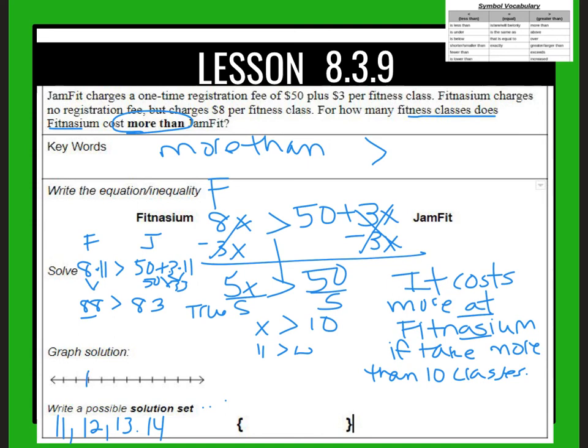So to graph your solution again, these possible solutions, if here's 0 and here's 10, 11, 12, 13, I want more than 10 classes. That's when it's going to cost a lot more at Fitnasium. Hopefully that makes some sense to you. So the solving is exactly the same, but we will have possible solutions that make this inequality true.